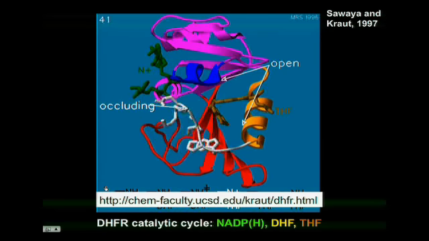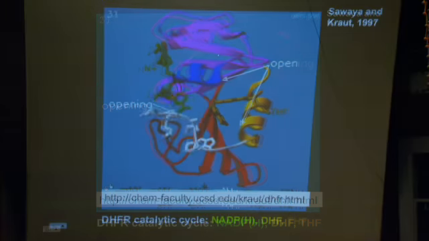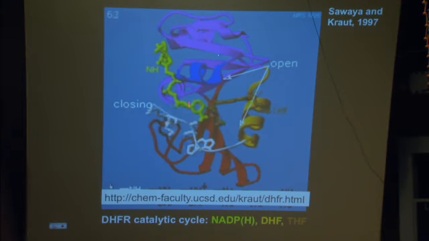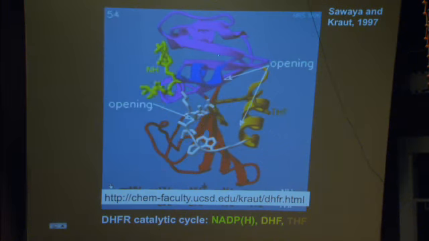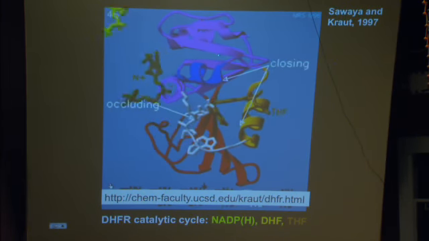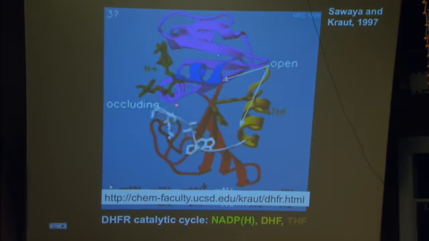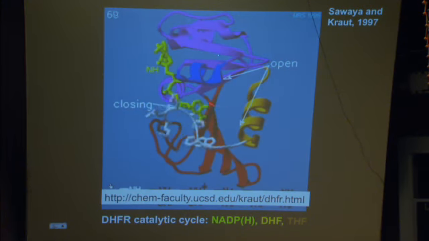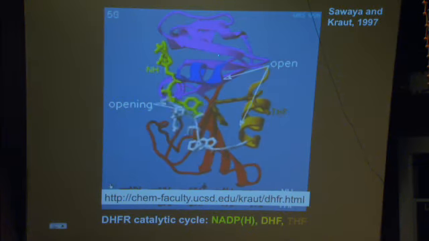The number of things you can see here, you can see the enzyme cycle, you can see this goes over and over again. You can see that the enzyme, the protein structure is changing, it's moving as the coenzyme is binding, as the substrate is binding. You can see that there's a chemical reaction going on here as the NADPH is giving its hydrogens to this dihydrofolate.